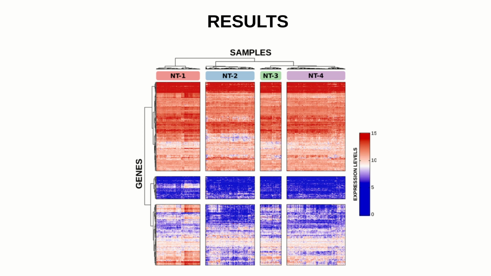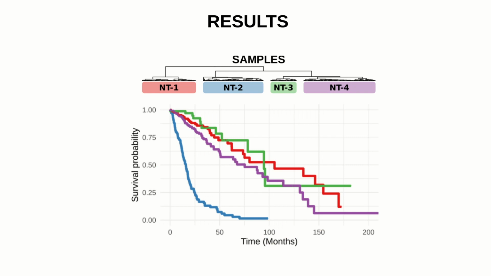Unsupervised clustering allowed us to identify 4 clusters with different GABA and glutamate expression profiles. We named them NT1, NT2, NT3, and NT4 clusters, for neurotransmission cluster 1, 2, 3, and 4. The NT2 cluster, in blue, was associated with the worst prognosis compared to the other clusters.